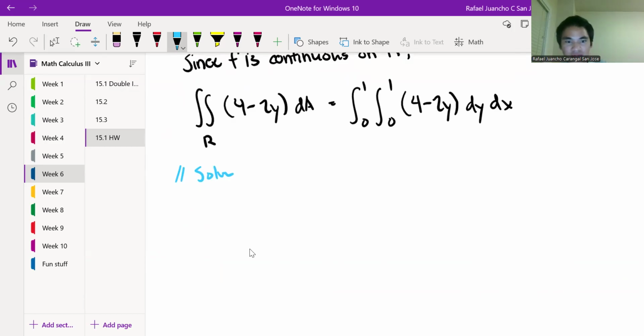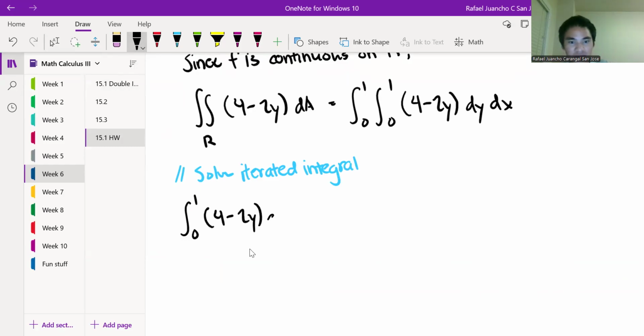Let's see. So now we use this theorem. Now let's solve it, right? So here we first do this from 0 to 1, to here. So here I got 4y minus, and this is, I believe, 2y squared. Oh, but then if I integrate it, oh shoot. Wait a minute. Now that I think about it, I don't think this is possible.